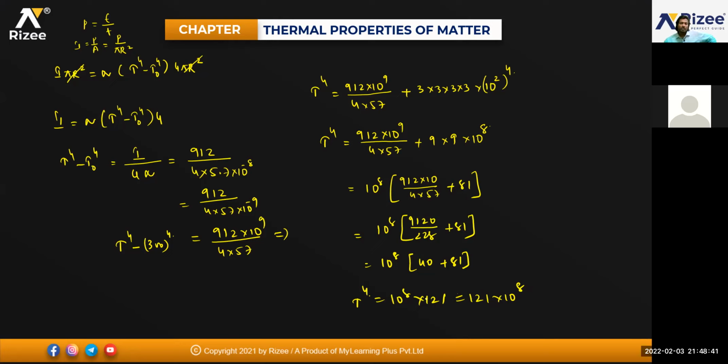This will go T to the power of 2. This is 10 to the power of 2 to the power of 4, isn't it? So this one, how much can I write here? 33. Okay. See how much I'm getting for this one. Below. T to the power of 4 is equal to 121 into 10 to the power of 8.